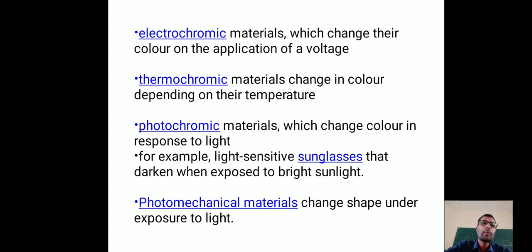And at last, photomechanical material. Photomechanical materials are such materials in which the shape of this material changes due to the light. Photo means light rays. So due to the light rays, the shape of this material changes, called photomechanical. So clear? In smart material, if we change an external property, according to that, the internal property changes.